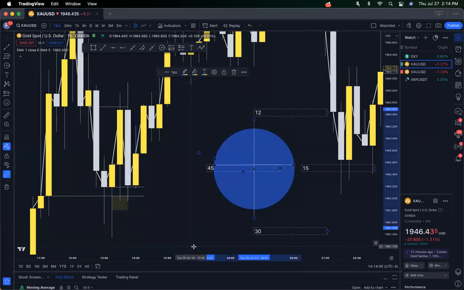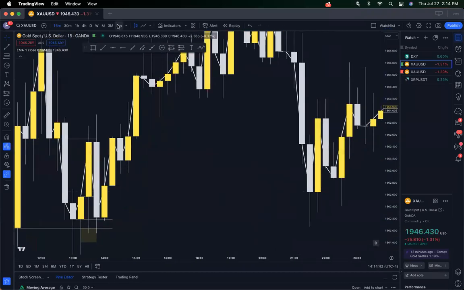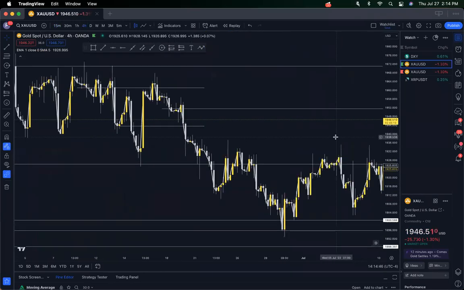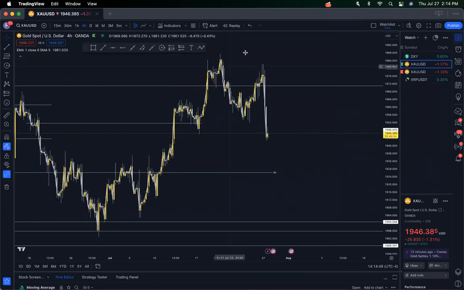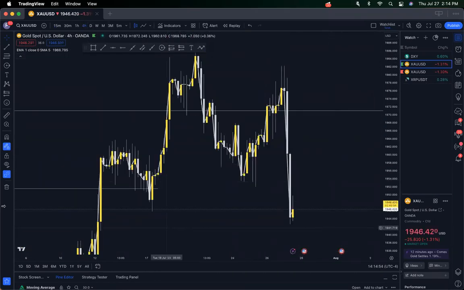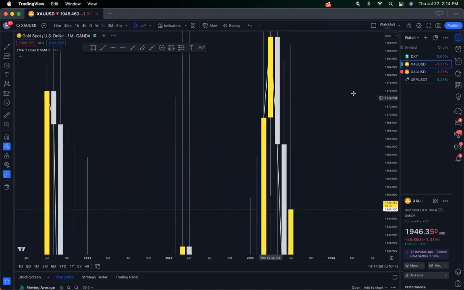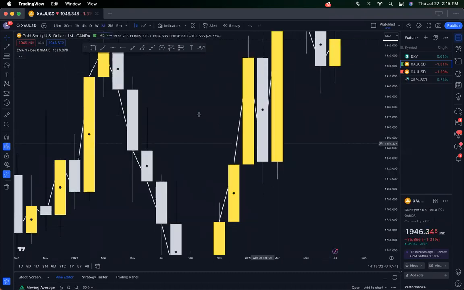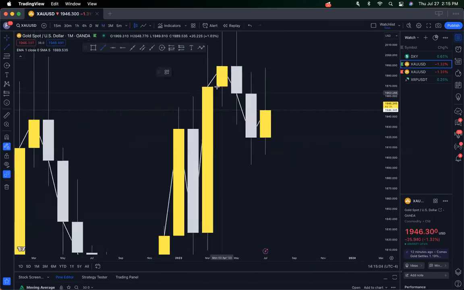Exactly. So let's look at some more examples. And I promised you guys I would look over this sell right here. So we have our monthly level right here, breakout here.